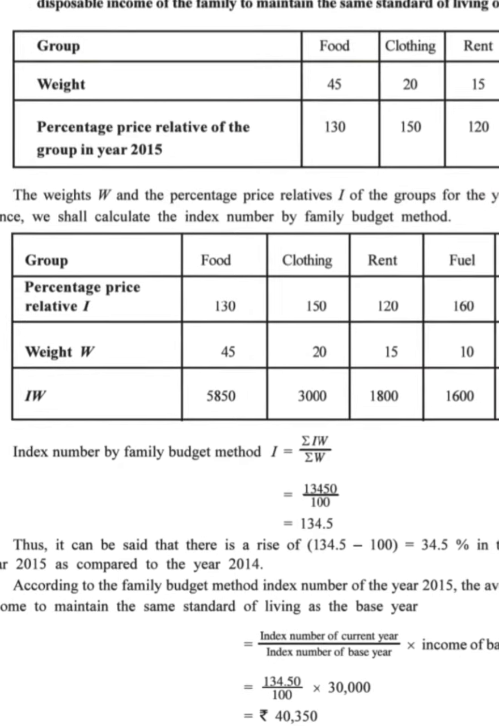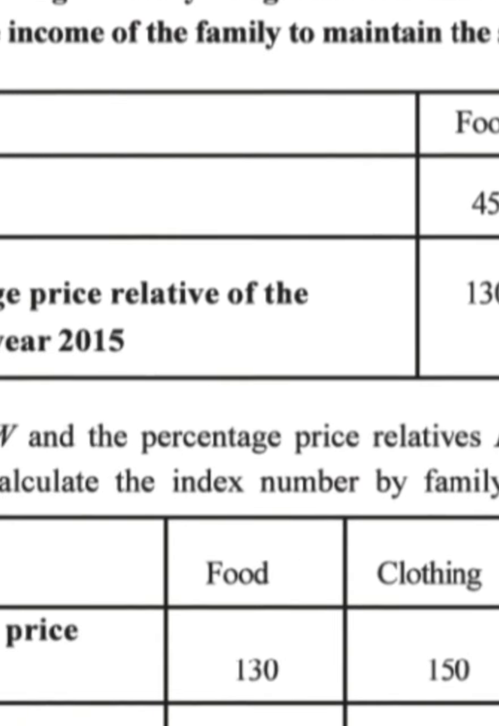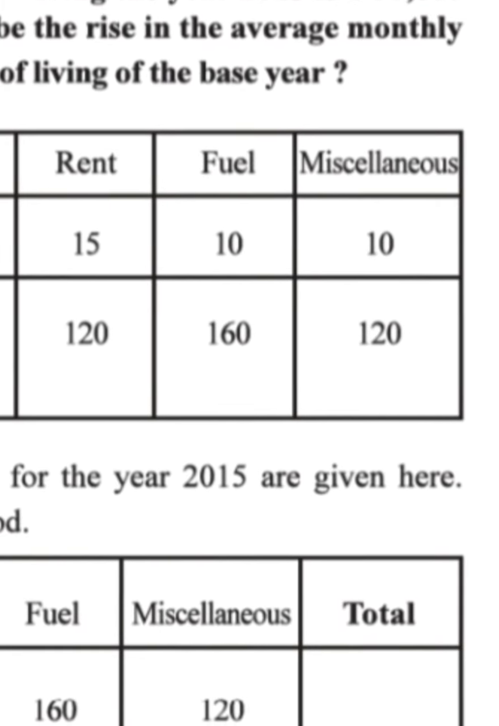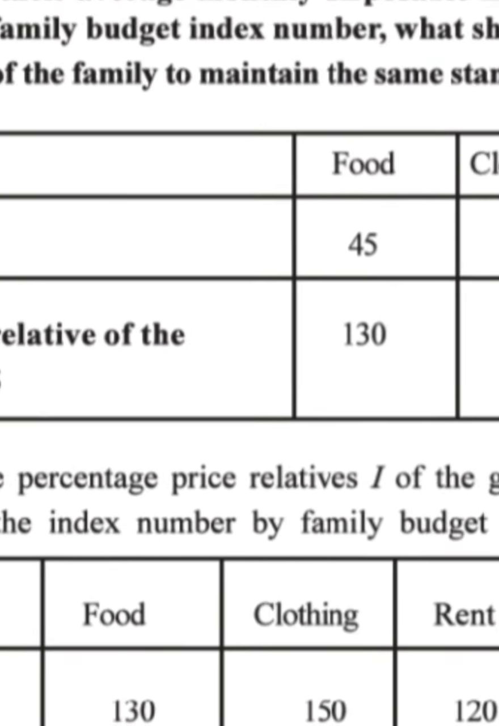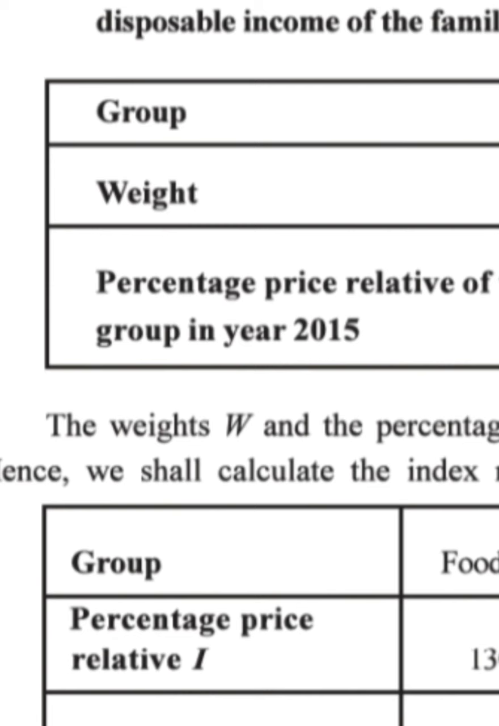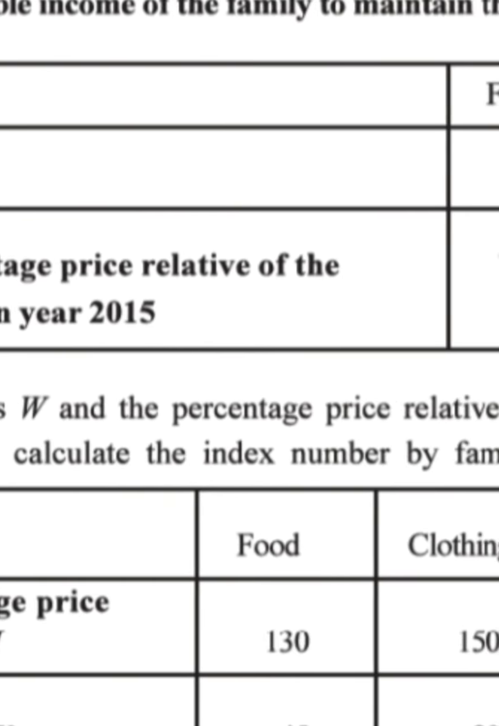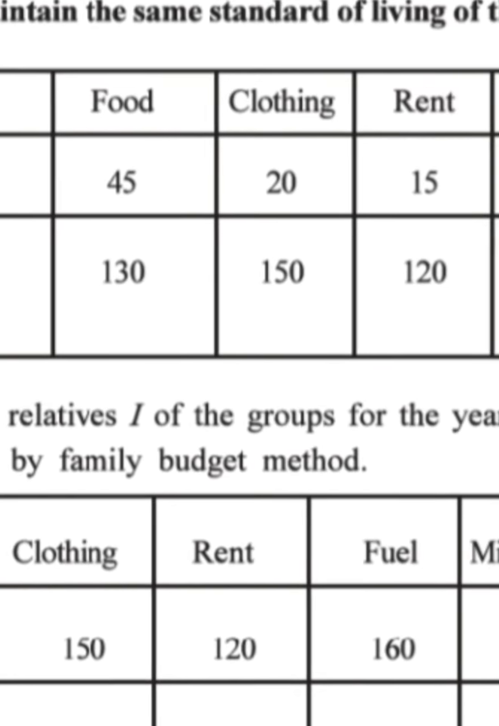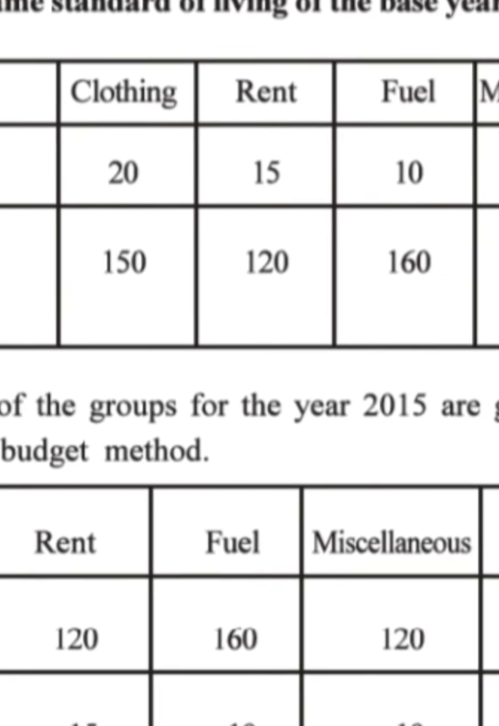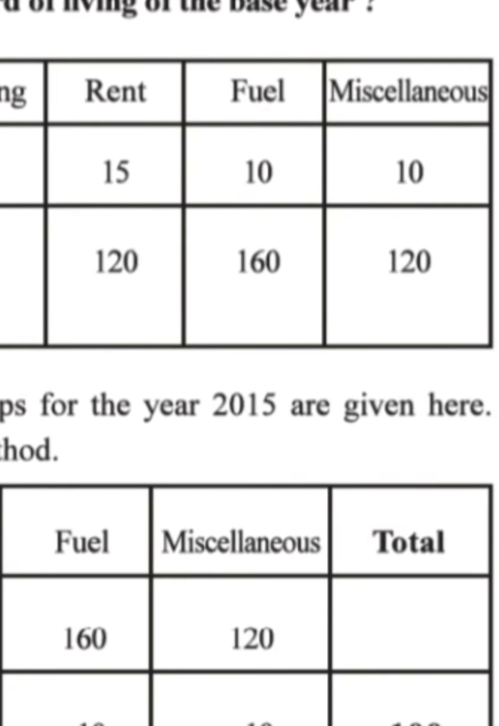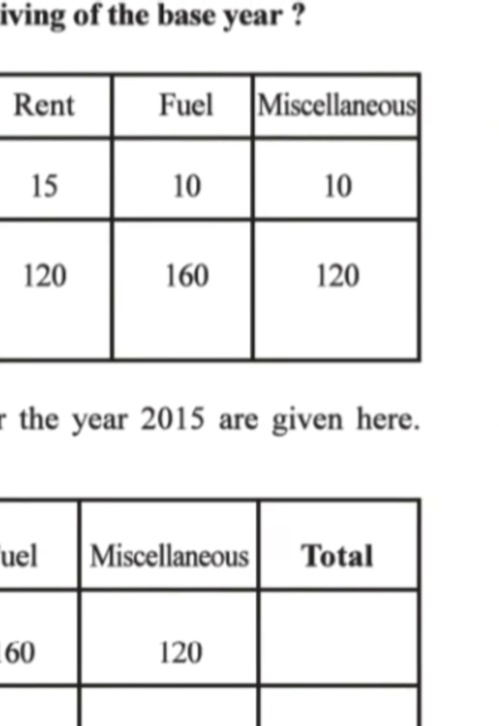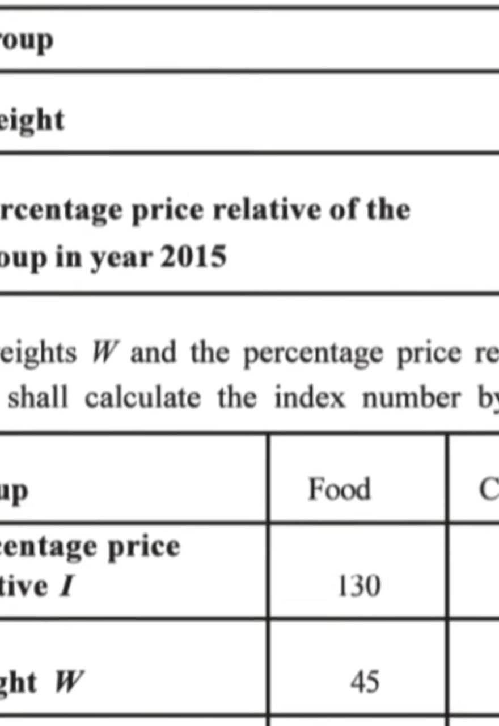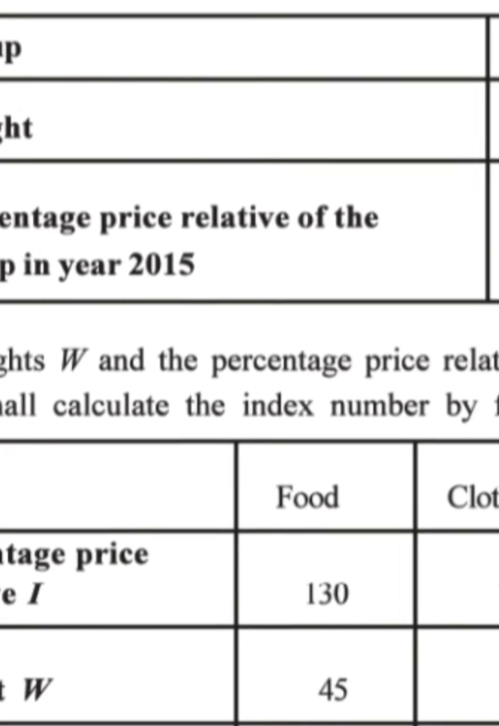They have given us groups: food, clothing, rent, fuel and miscellaneous expenses. Then they have given us the weights, again the importance that we give to our expenses. For food it is 45, for clothing it is 20, for rent it is 15, for fuel it is 10, and for miscellaneous it is 10. Then the percentage price relative of the group in the year 2015.